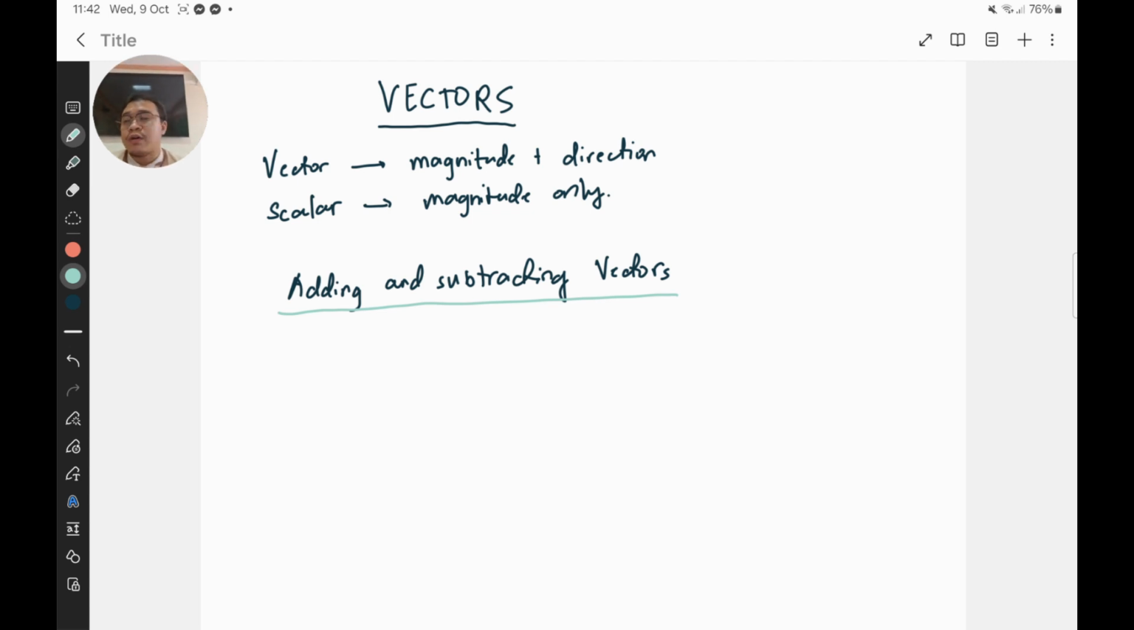There are lots of sample quantities that are vectors, one of which is of course force. Then we also have velocity, and many other examples of vector quantities. I will leave you the task to research them on your own. Then of course we also have some scalar quantities like, for example, speed and distance. Those are some examples of scalar.